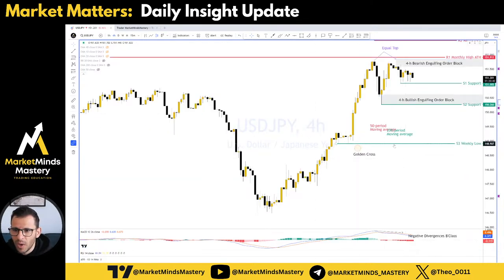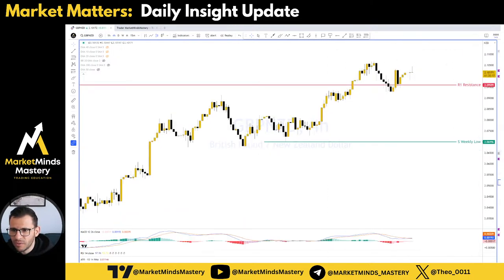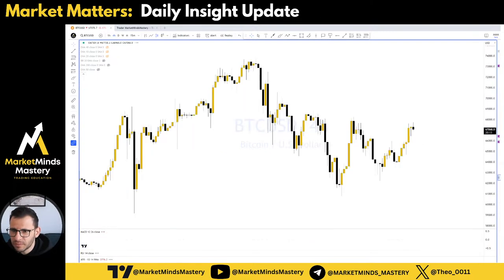And USDJPY, price made an equal top. There is this bearish engulfing order block here. We want to see the price move away from this resistance and create a new low. So there is still some room for the price on that one. Fairly bullish on the Euro New Zealand and on the Pound New Zealand, guys, because of the weakness of the Kiwi. So let's see how this is going to play out.